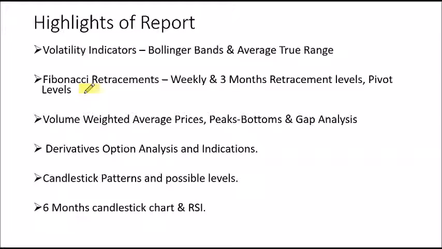What all is there in the report? There is a volatility indicator, which is Bollinger Bands and average true range, Fibonacci retracements, weekly and 3 months retracements, pivot levels, volume weighted average prices, peaks, bottoms, gap analysis. We'll go through what it is, and derivative option analysis and indications. On the derivative side, we need to know what is happening, because a lot of indications you get from the derivatives positions which are built up by the big players. Then candlestick patterns and possible levels.